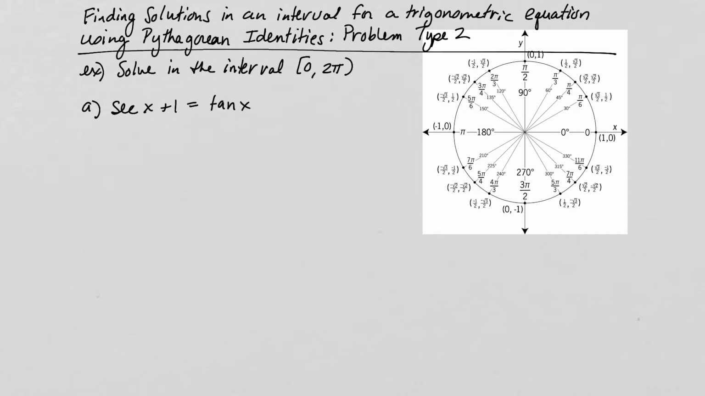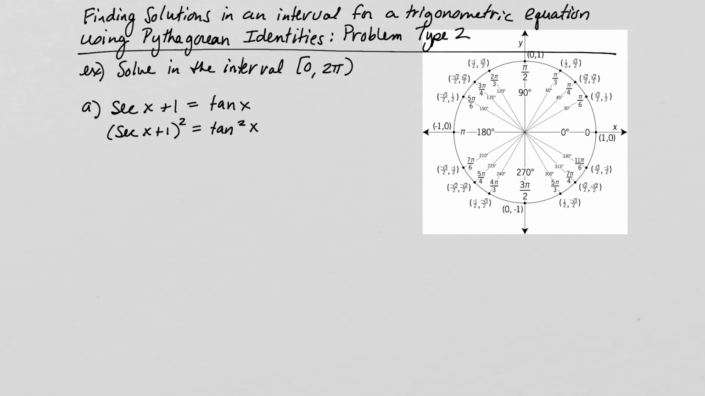So if I look at this problem, I have secants and I have tangents. However, I'm not able yet to use the Pythagorean identity because I don't have anything squared. So somehow I want to get a squared into there. That way I can either change everything to secants or change everything to tangents, whichever works better. So the first thing that I am going to do in this case is I'm actually going to square both sides. So we're going to have secant x plus 1 squared equals tangent squared x.